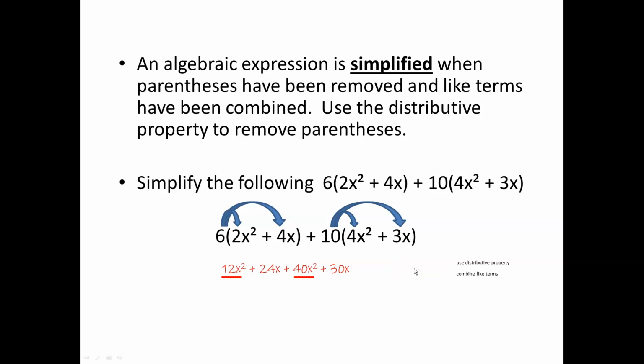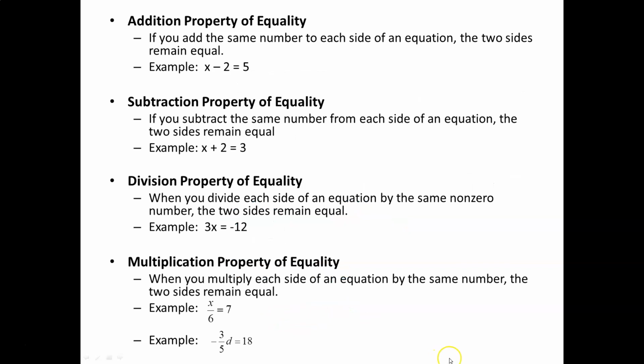We combine our like terms, so we have 12x squared and 40x squared. That makes 52x squared. And 24x and 30x, which will give us 54x. Now these are not like terms, so we can't combine them. They're both x's, but they're not the same exponents.